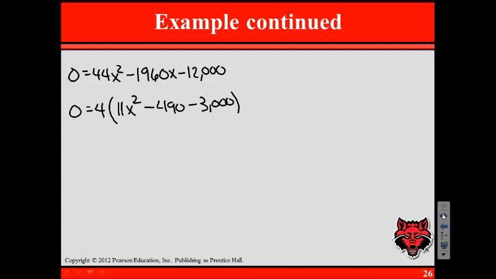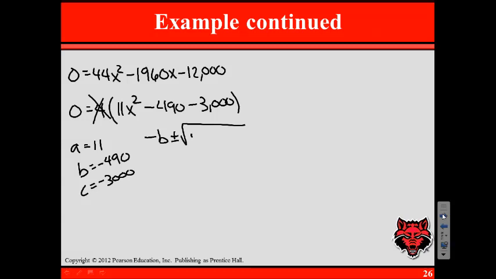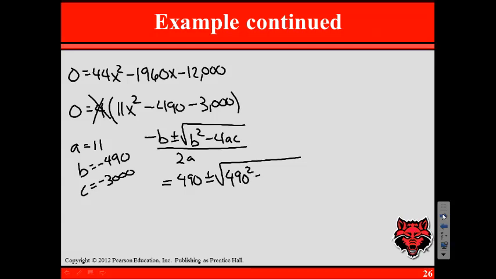When we factor out a numerical constant, it's unnecessary when we're using the quadratic formula. So we just cross it out. We now have A equals 11, B equals negative 490, and C equals negative 3,000. We take these pieces of information and put them into the quadratic formula, negative b plus or minus the square root of b squared minus 4ac all over 2a. Plugging in gives us a positive 490 plus or minus the square root of 490 squared minus 4 times 11 times negative 3,000, all divided by 2 times a, or 2 times 11.